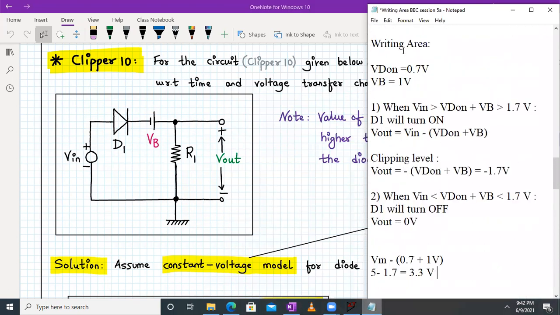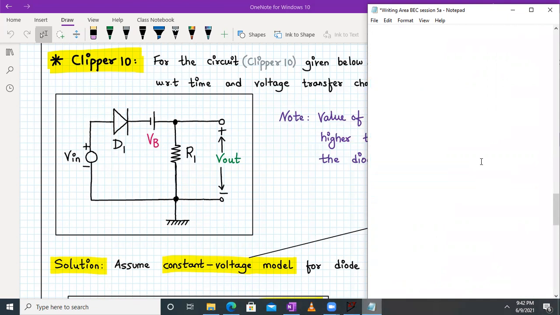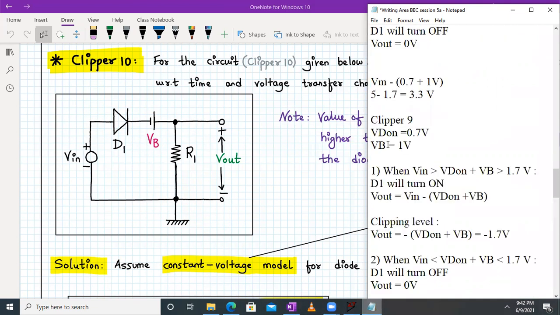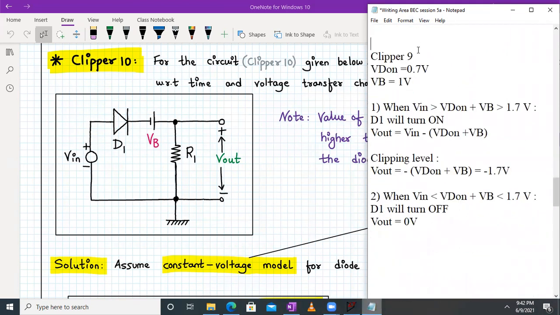This was for clipper number 9. For clipper number 10, the same story will repeat, but it will be slightly different. I will tell you how. So this is my clipper number 10. Again, we are assuming VD on to be 0.7 and VB is 1 volt. Now what will happen? Earlier we said that in clipper number 9, VB was opposing the diode, but this VB is assisting the diode to turn on. So Vin has to be that much lesser for the diode to turn on.